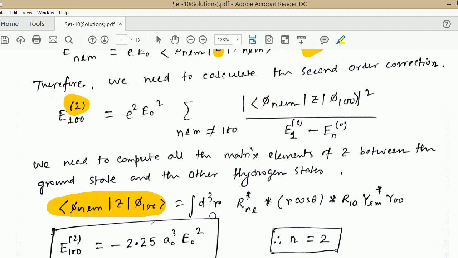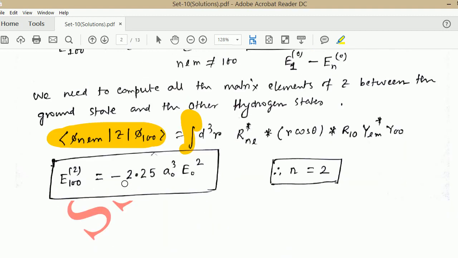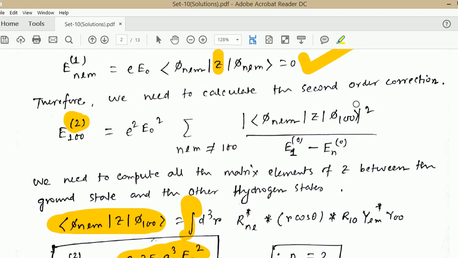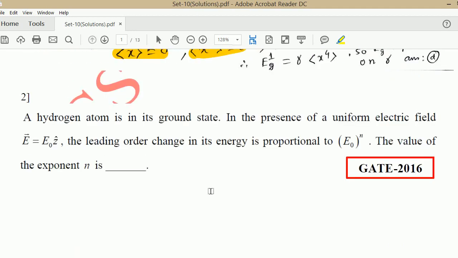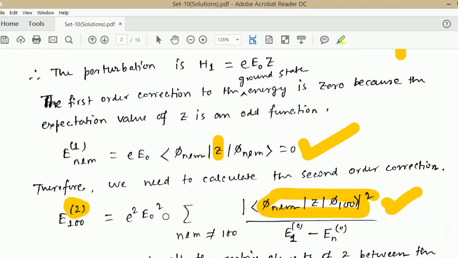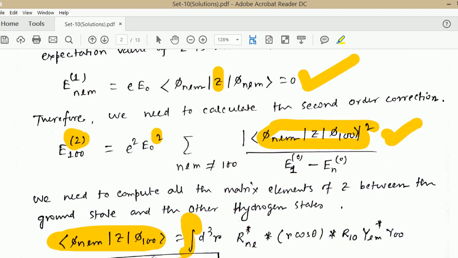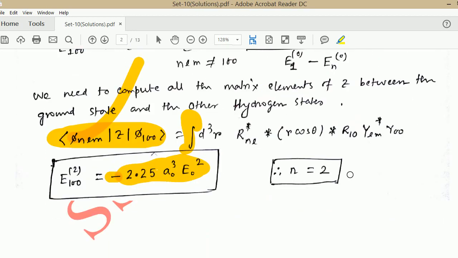Now if we calculate this, it is a tedious calculation, but in your exam you don't need to calculate it. You can easily say from this expression that the E naught square term will come outside, the square term will always give a positive value, and the denominator is negative, so a negative term is coming. What you need to know is the power of E naught. As you can see, the power of E naught is 2. So without calculating this term, you can say the exponent is 2.